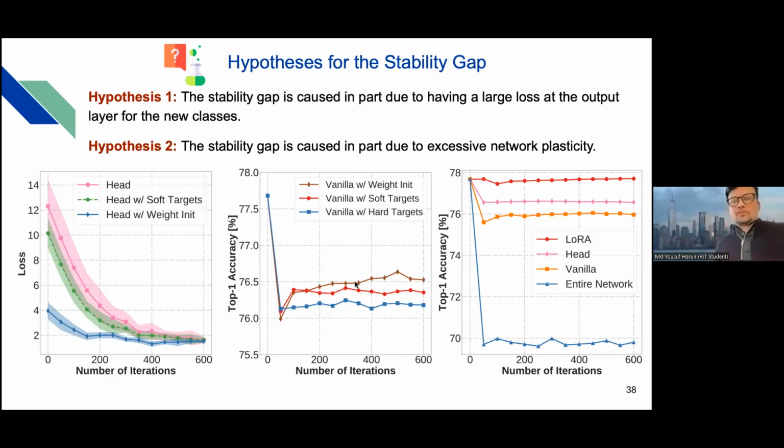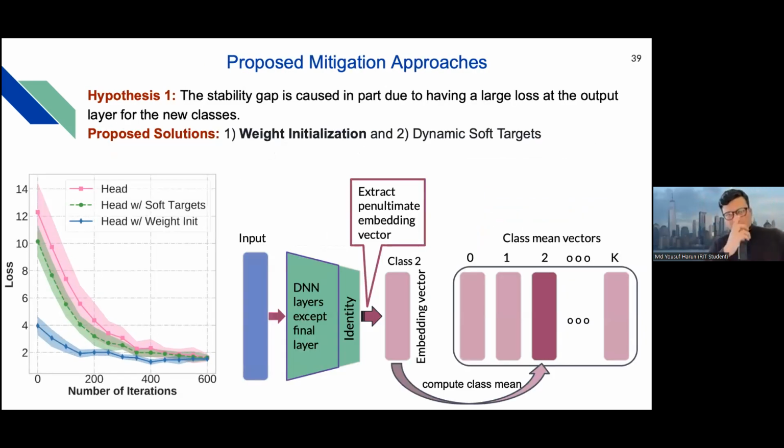And the second hypothesis was that the stability gap is caused in part by excessive network plasticity. I'll discuss this in the next slide. So for the first hypothesis, we tested two of our mitigation approaches. The first one is weight initialization.